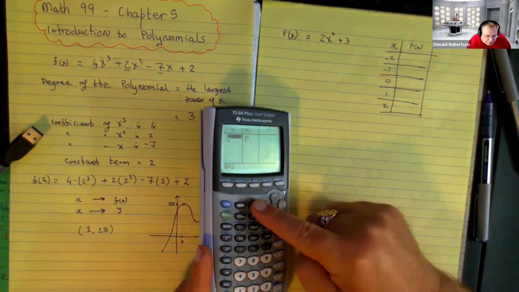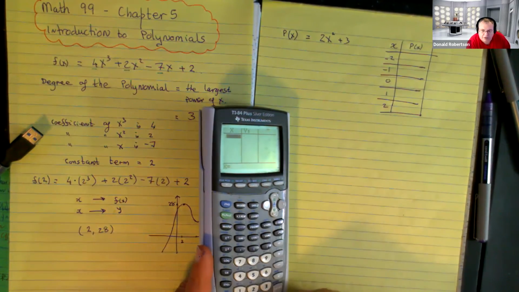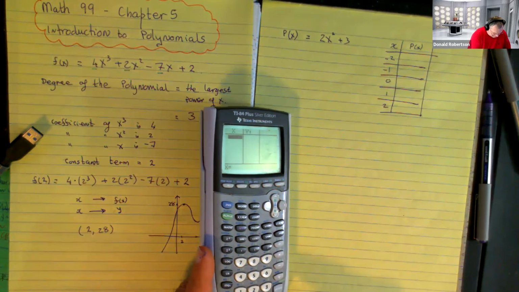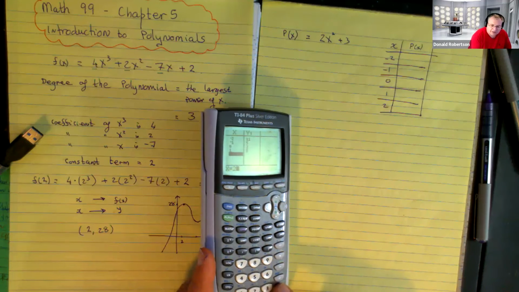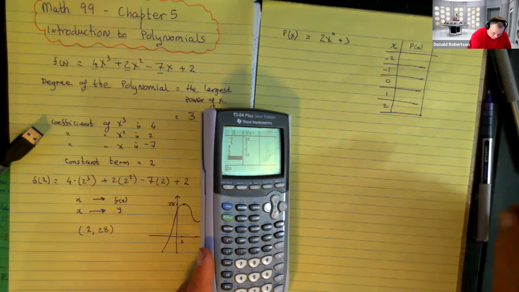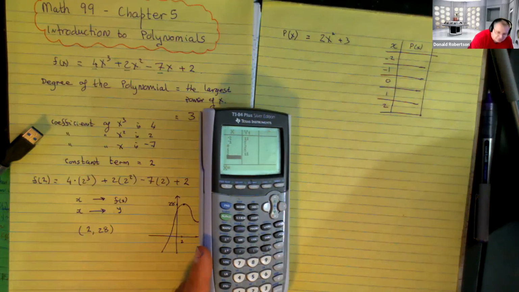And if there's stuff there, just hit the delete button. And now you can type in what you want: -2, -1, 0, 1, and 2. And that's just quicker than doing each one separately.